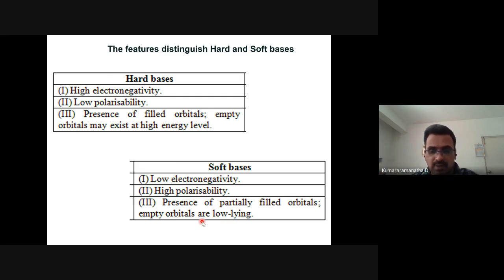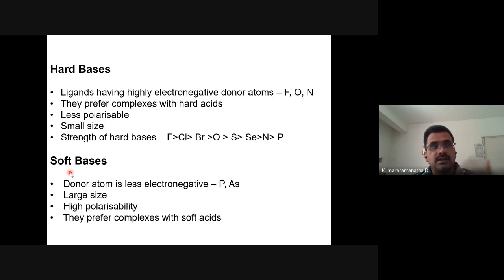Now, if you look at the differences between hard and soft bases, you should have high electronegativity, because fluorine, oxygen, nitrogen are very electronegative species. So these are the ligands. Of course, they combine with hard acids. And these are less polarizable, because of the hard acid, the polarization extent will be minimal, and smaller in size. So this is the strength of hard bases. So fluorine is the strongest hard base. Yeah, of course F minus, if you look at high electronegativity and so on, and phosphorus.